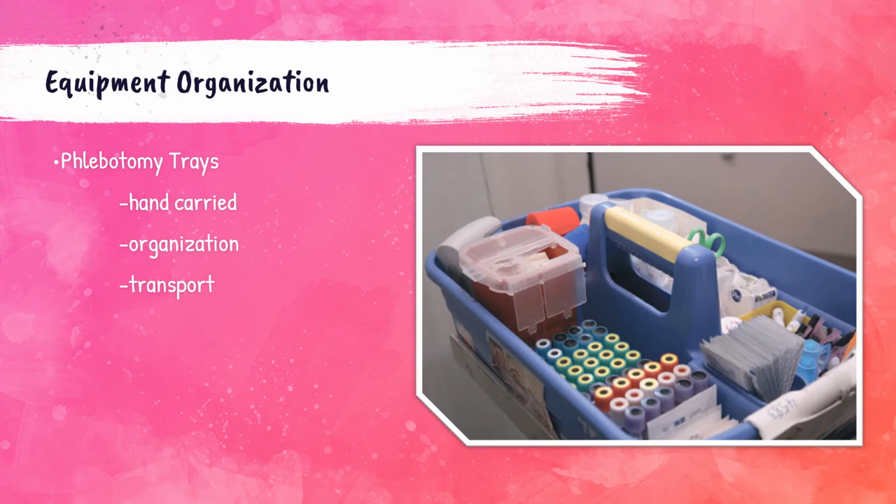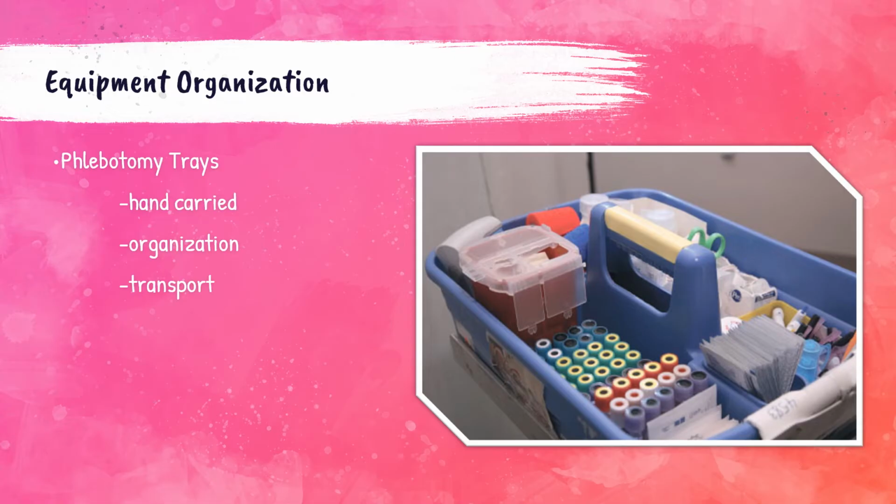Now let's talk about the organization of all of that equipment that we talked about. So it's important for all of your venipuncture equipment in your phlebotomy tray to be organized. Each organization you work in will have a standard way of organizing phlebotomy trays, which will be carried to the patient if you're going to their room. It's very important that we keep these organized in the standard way that your organization dictates.